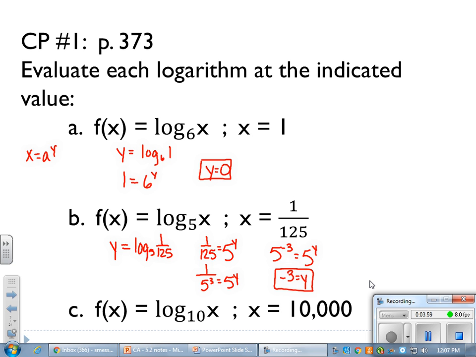I didn't leave myself a whole lot of room for C at the bottom there, so I'm going to move over to the right-hand side of my slide to do that one. I'm going to do it in blue so it keeps it separate from A and B. So currently, this is part C, y is equal to log base 10 of 10,000. Rewrite. So x, which is 10,000, is equal to 10, which is a, to the y power. So this one's not so bad. I think you guys all recognize that 10,000 is 10 to the fourth power. And then our one-to-one property tells us that 4 is equal to y.